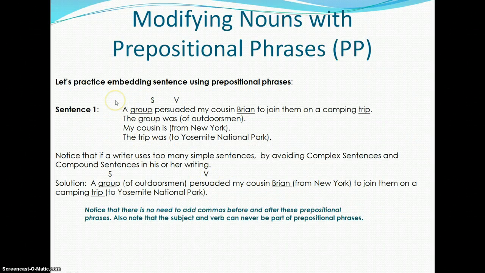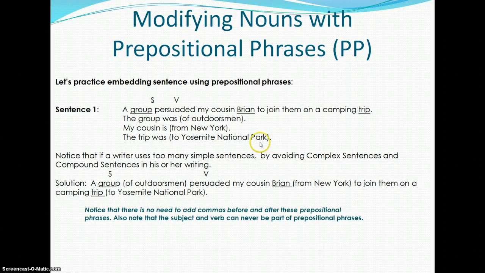I'm going to go ahead and do with you the first problem in your sentence combining workbook that you will be doing for homework. The sentence states, a group persuaded my cousin Brian to join them on a camping trip. So you see the words that are underlined. You have a noun, Brian, and we have trip, another noun. Then you have these simple sentences that include prepositional phrases. I went ahead and added parentheses to show them to you.